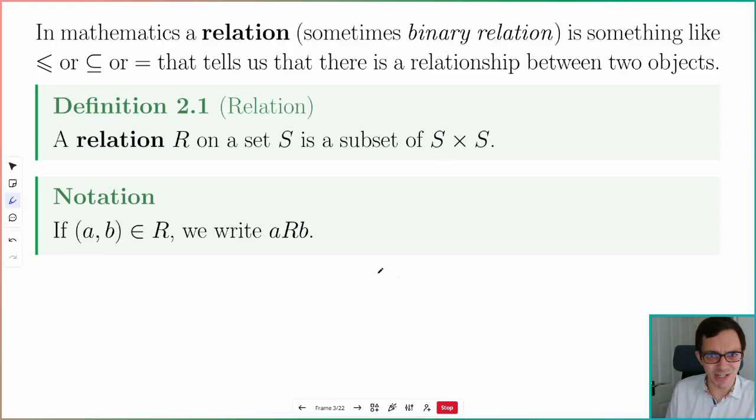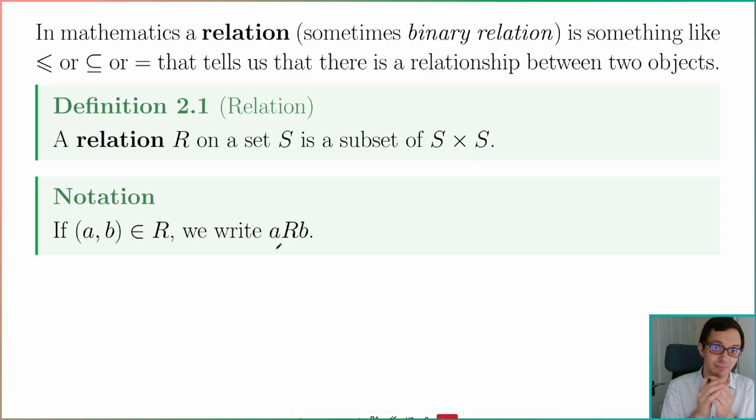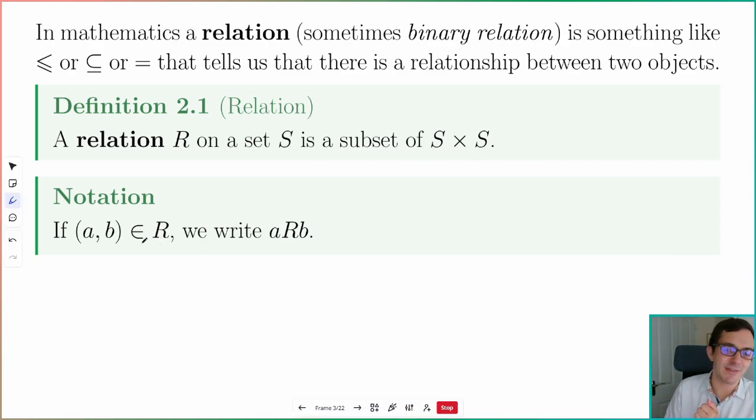But we've got other notation for this. So if a pair of elements is in our subset, then we're going to write aRb to highlight the idea that it's a relation between two objects. We're probably not going to talk about subsets very much because, well, we've usually got some special symbol for them, which looks more like this, in between a and b.